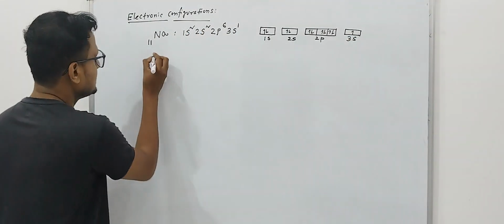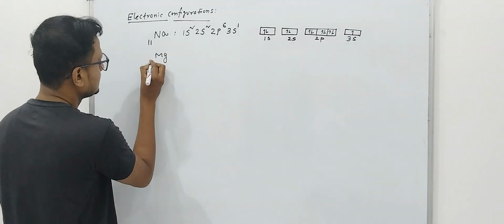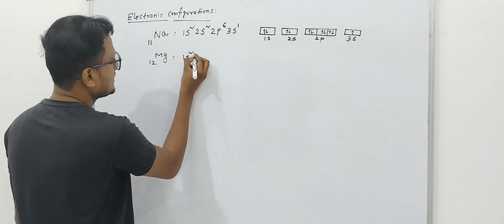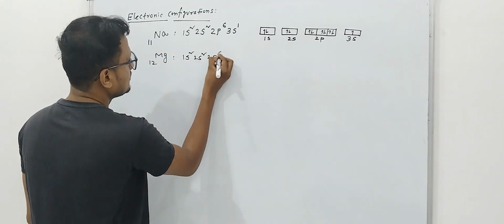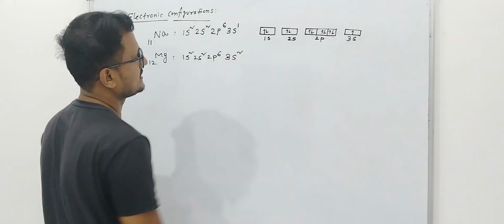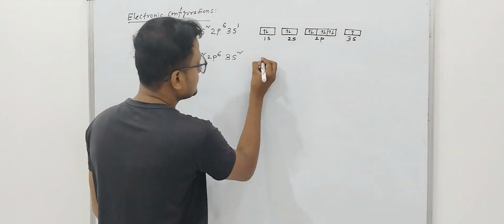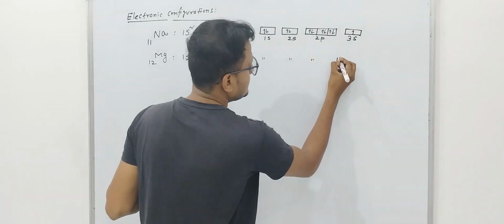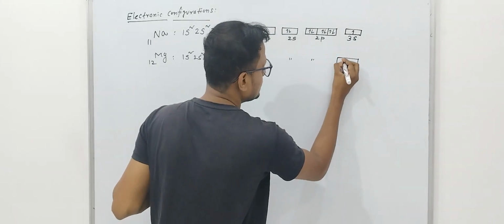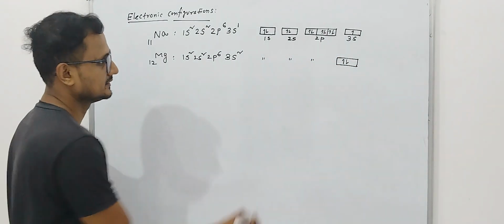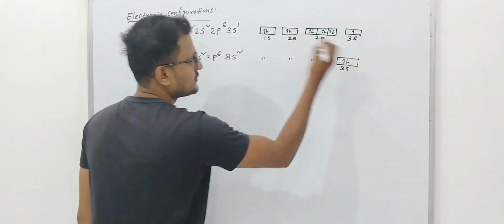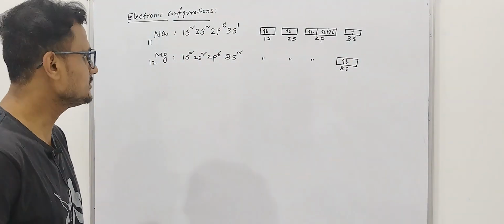Now come to magnesium, which is 12. It will be 1s2, 2s2, 2p6, 3s2. Okay, similarly this will be the same. This 3s orbital will have the 2 electrons, and this is the outermost orbital.